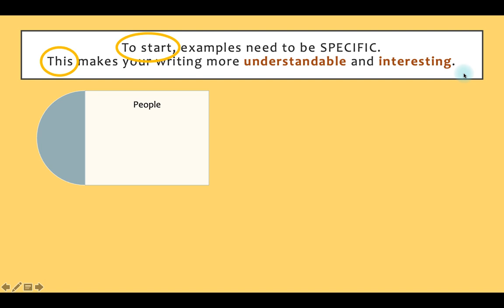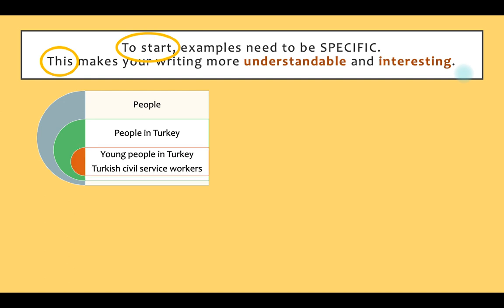Okay, so let's think about how we make things specific. We have a general category of people. We don't want to use people. Maybe we can be a little more specific. People in Turkey. Can you think of anything more specific than that? How about young people in Turkey or Turkish civil service workers, a certain group of people in Turkey?